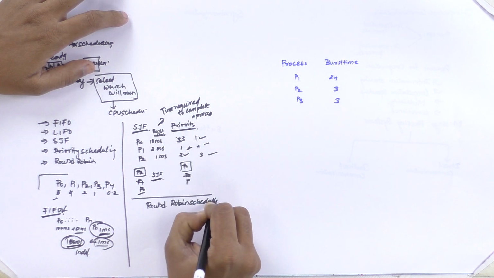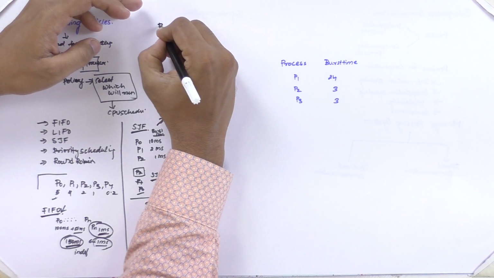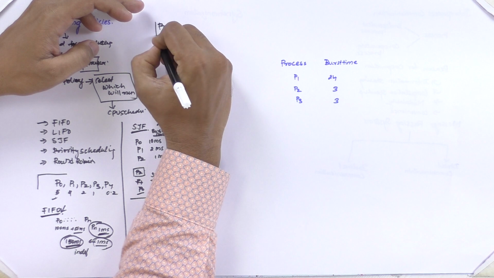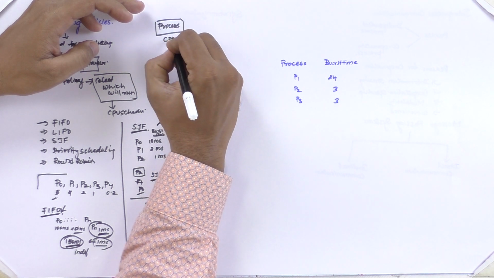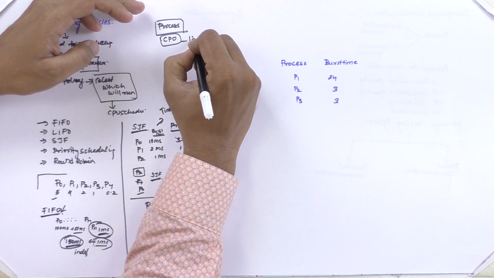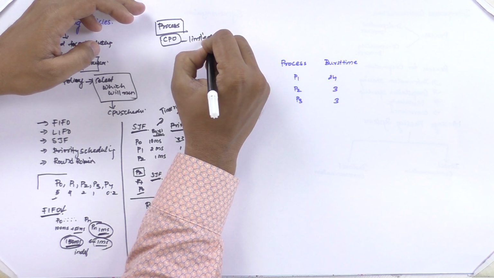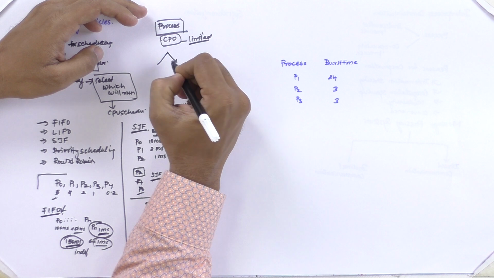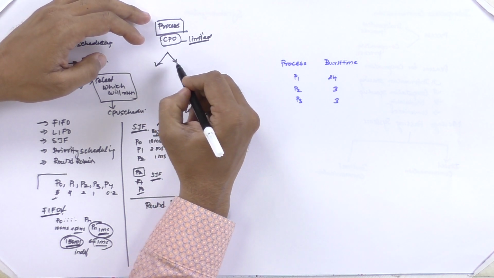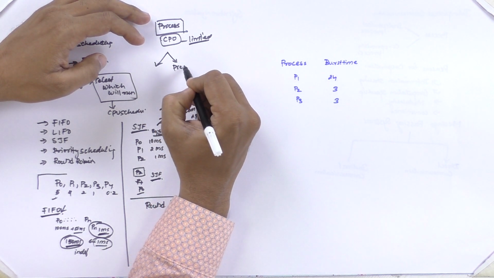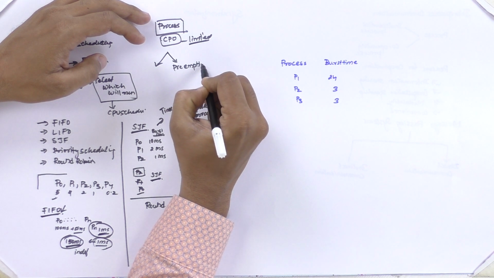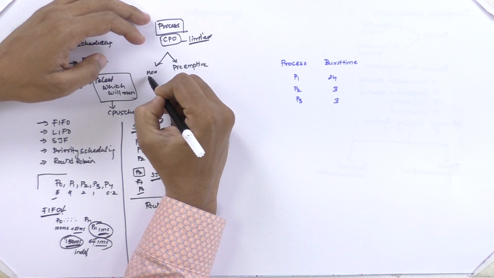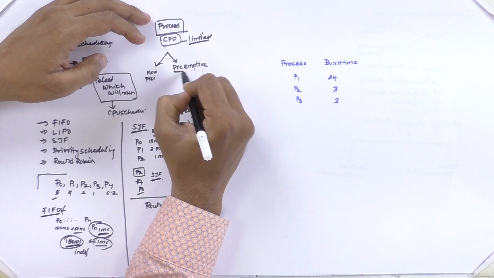So what is round-robin scheduling? Round-robin scheduling is nothing but a process which will be allocated the CPU only for a limited amount of time. So how will this happen? You have two types of way to do this. First one is preemptive scheduling and non-preemptive scheduling.